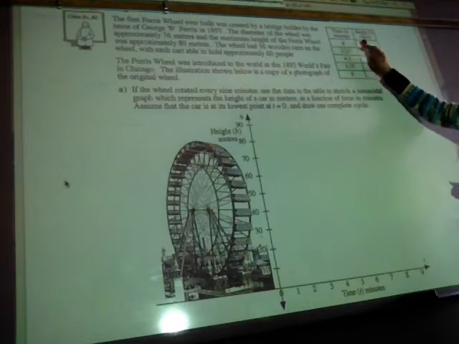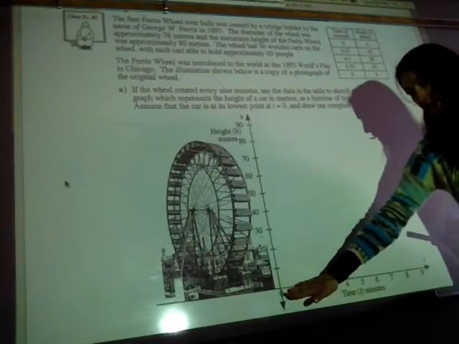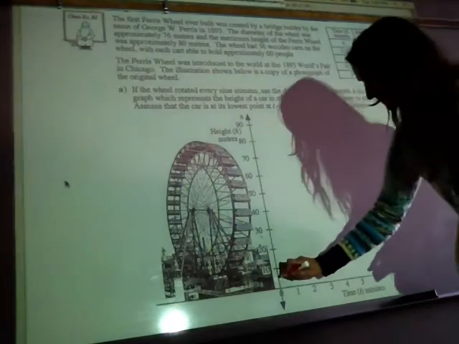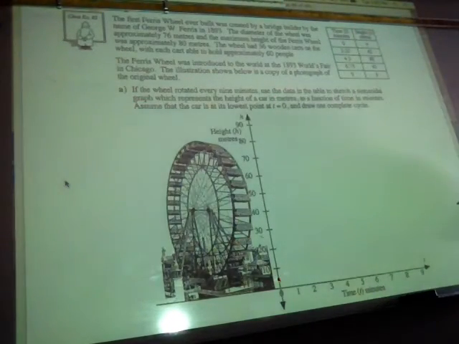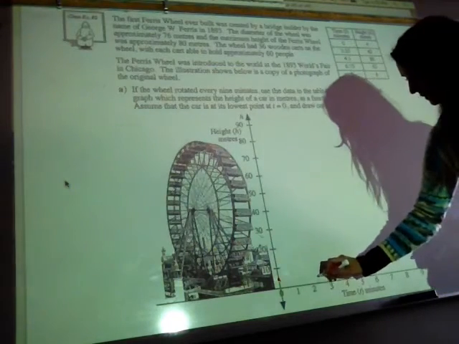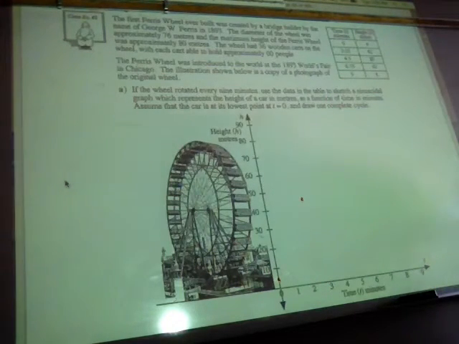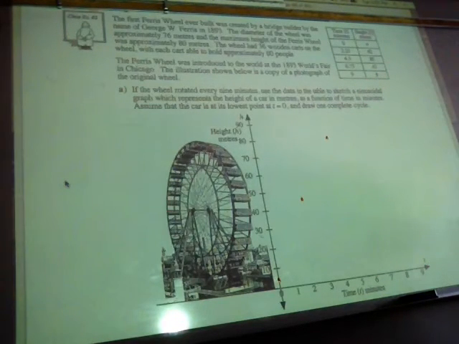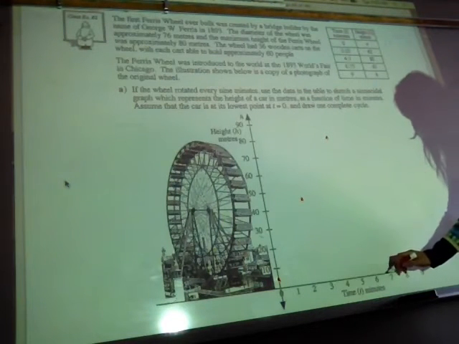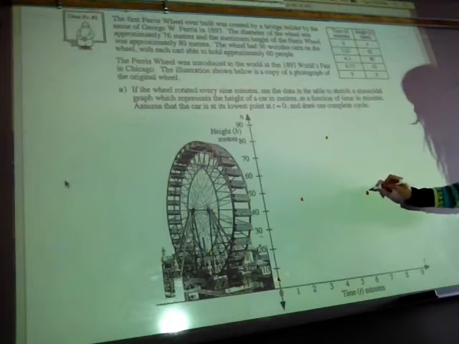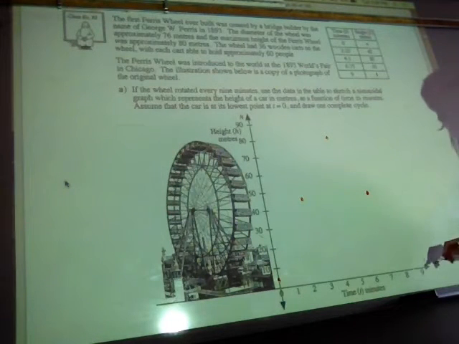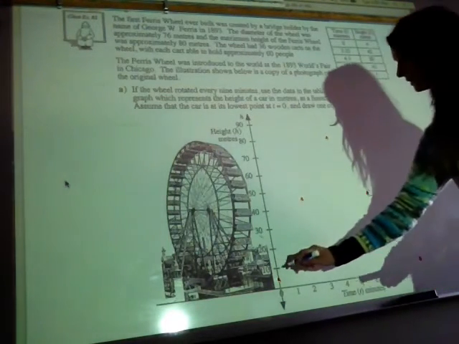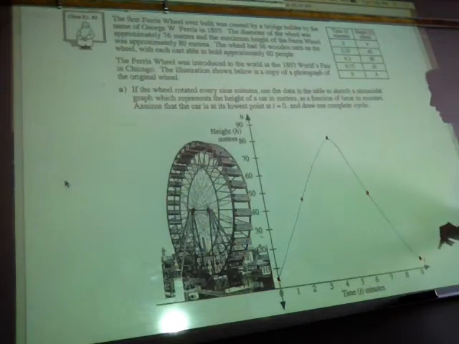Okay, so minutes are along the x-axis and height in meters is along the y-axis. At 0 minutes, we're at a height of 4 meters. At 2.25 minutes, we're at 42. At 4.5, we're at 80. At 6.75 minutes, we're at 42 meters. And lastly, at 9 minutes, we're at 4 meters. So we plotted our ordered pairs. Now we'll sketch our cosine function.